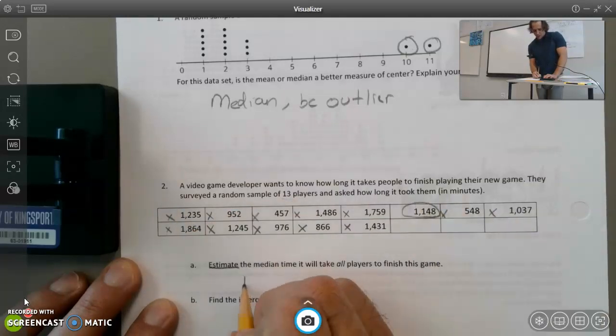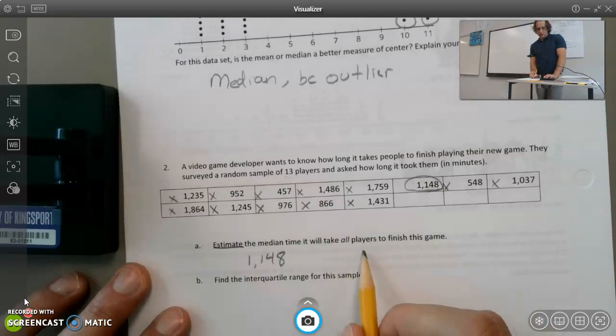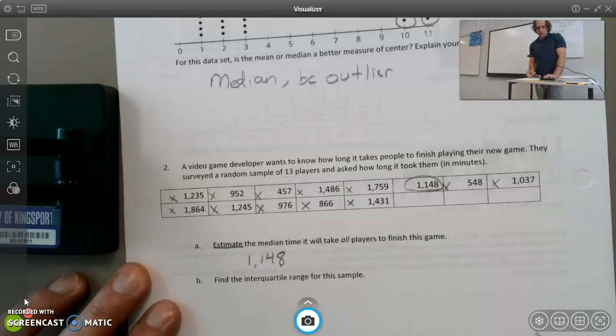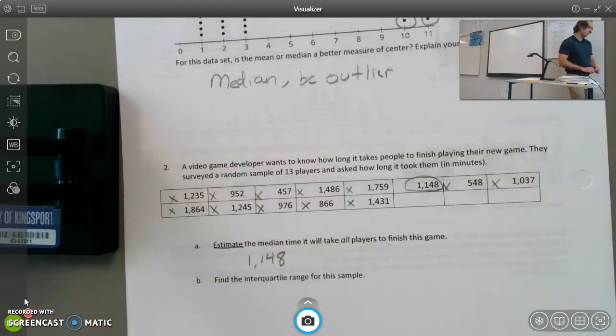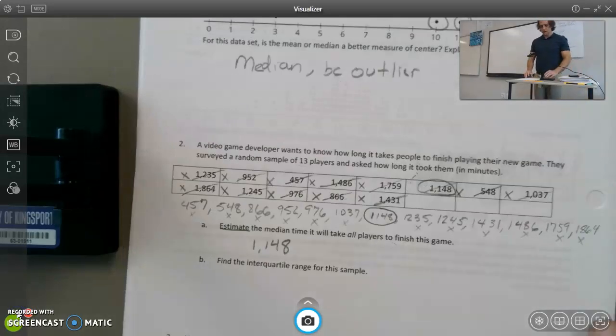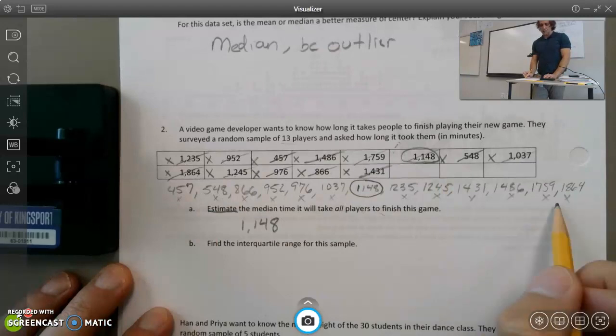The median is 1,148. That would be the amount of time it would take, the median time that it would take all players to finish the game. Right now it's asking for the interquartile range. I'm going to go ahead and put these in order and pause the video, and then we'll find the interquartile range. Alright guys, so I have listed our data from least to greatest, which is probably what we should have done to start with.